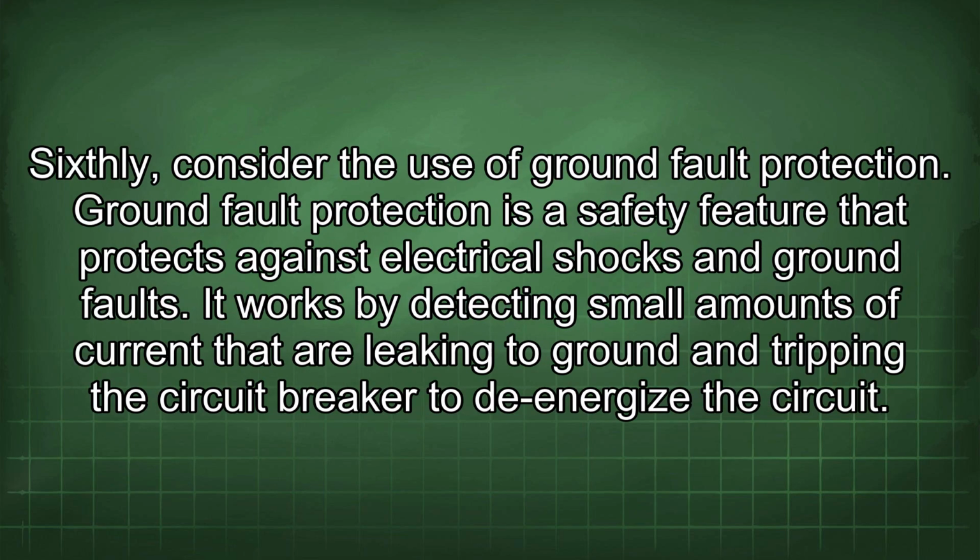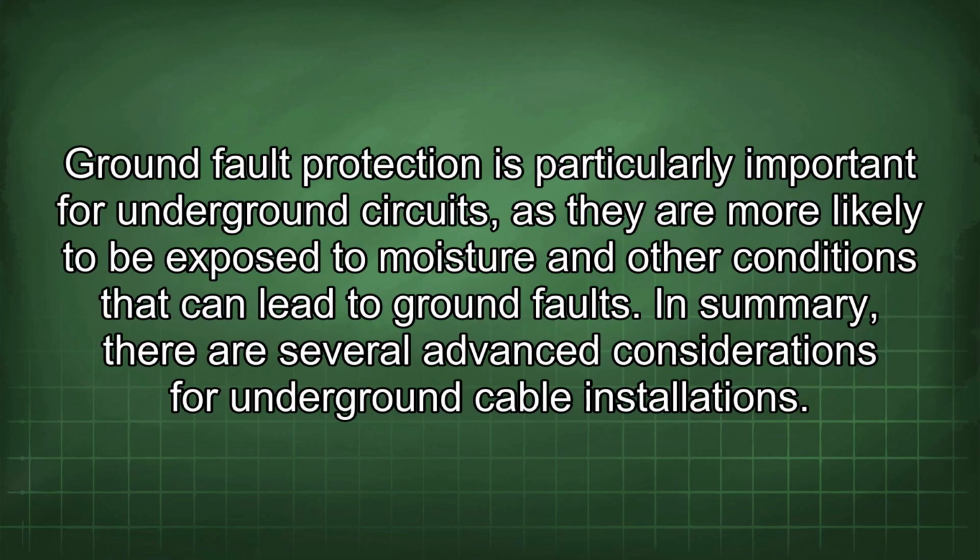Sixthly, consider the use of ground fault protection. Ground fault protection is a safety feature that protects against electrical shocks and ground faults. It works by detecting small amounts of current that are leaking to ground and tripping the circuit breaker to de-energize the circuit. Ground fault protection is particularly important for underground circuits, as they are more likely to be exposed to moisture and other conditions that can lead to ground faults.